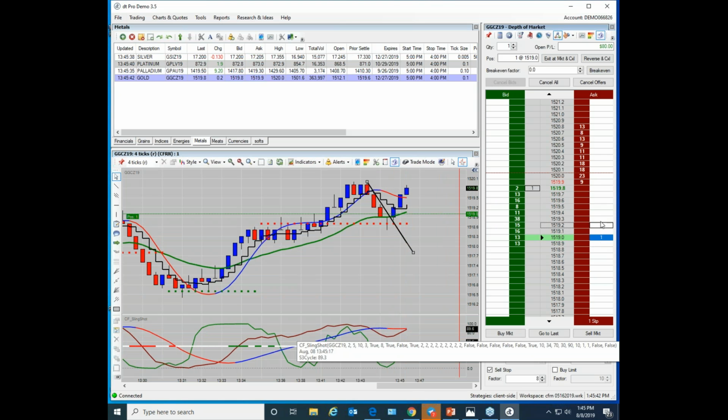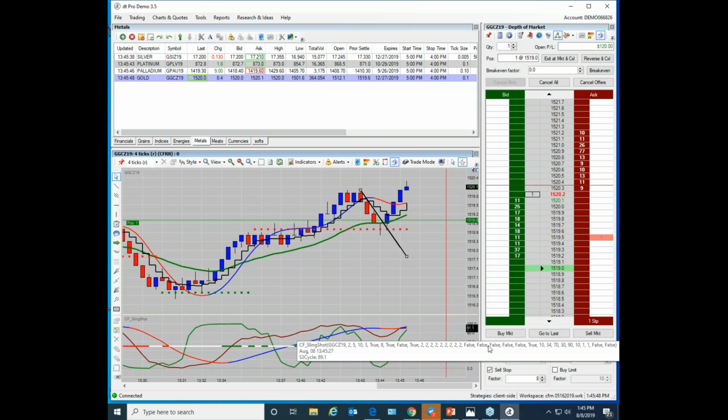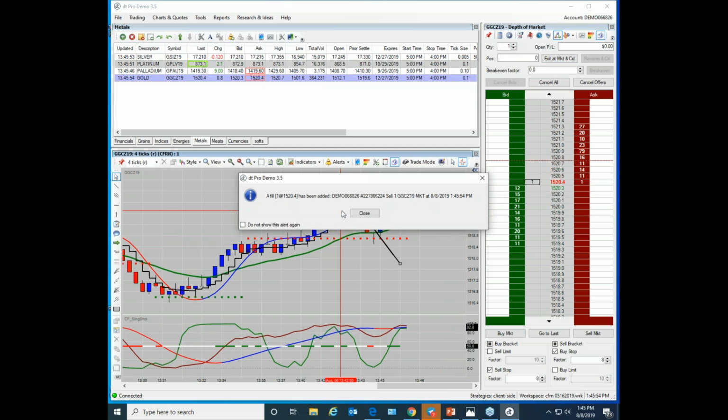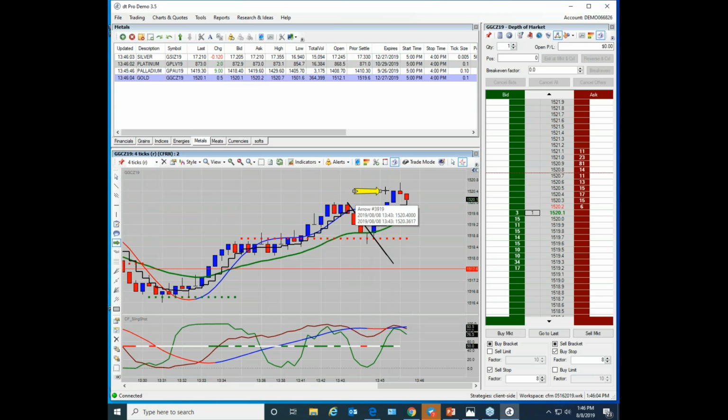And it's going up. Let's move it up. The cycle is turning red. Look at that. We're going to exit at market and cancel. We're going to get out right here at the market. And we did that at 15.20.40. So we got in here and we got out there.